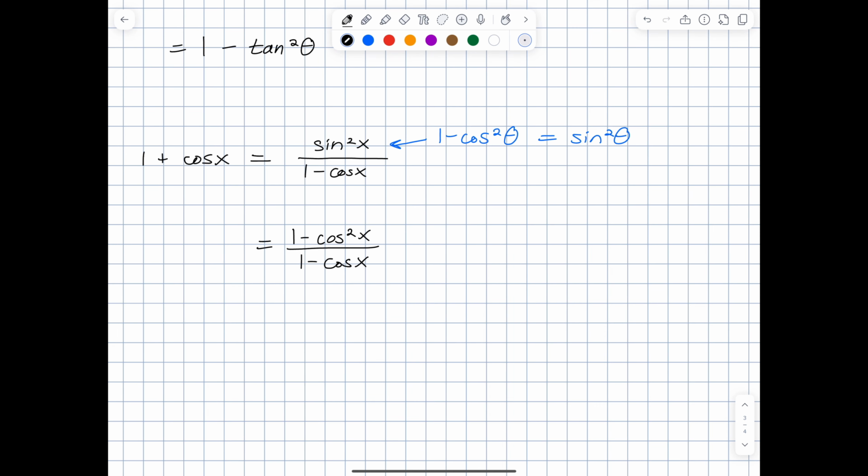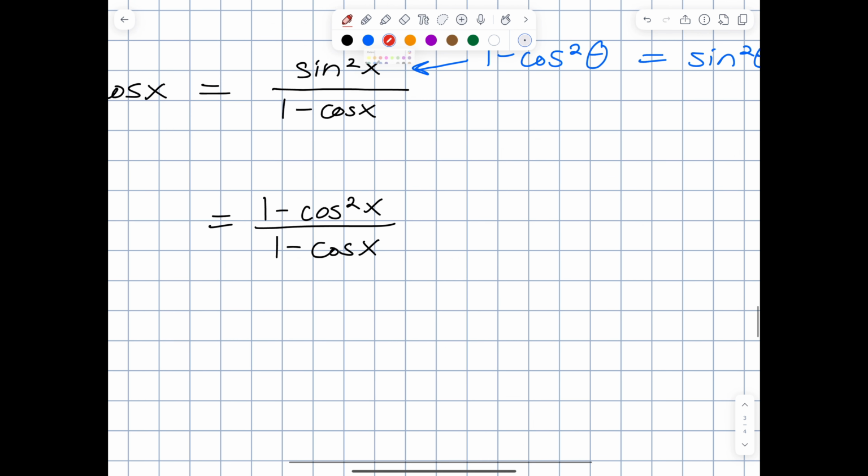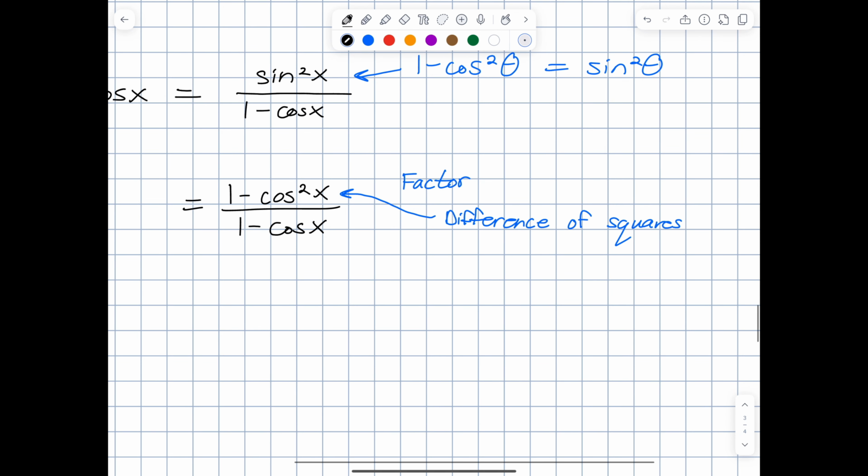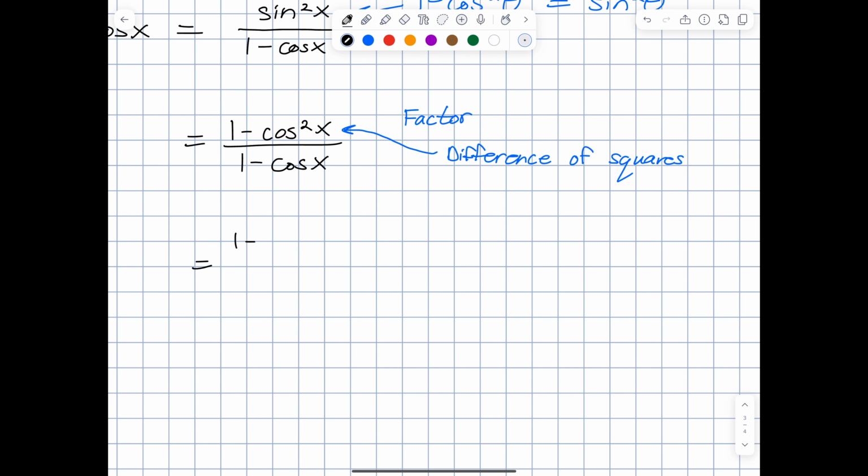From here, I'm looking at the top and I notice that this is a difference of squares. So I'm going to go ahead and use that because I know I need to factor because this is a fraction. And to simplify fractions, we have to factor. So it is a difference of squares. If you remember, it's a squared minus b squared. So it's going to factor as 1 plus cosine and then 1 minus cosine.